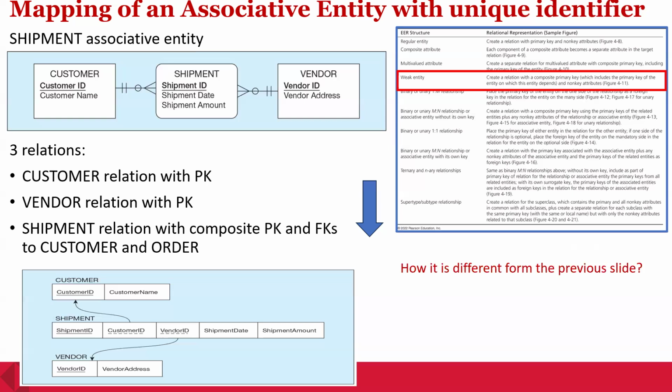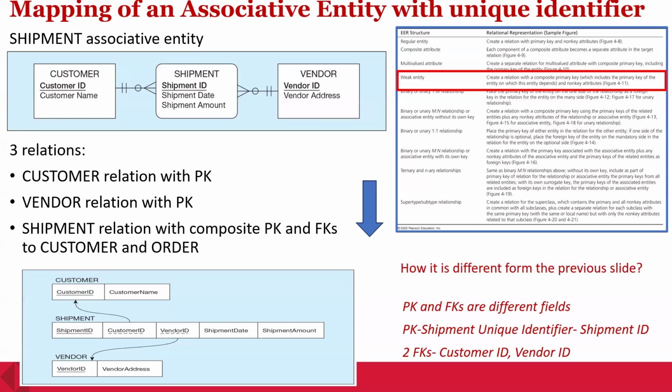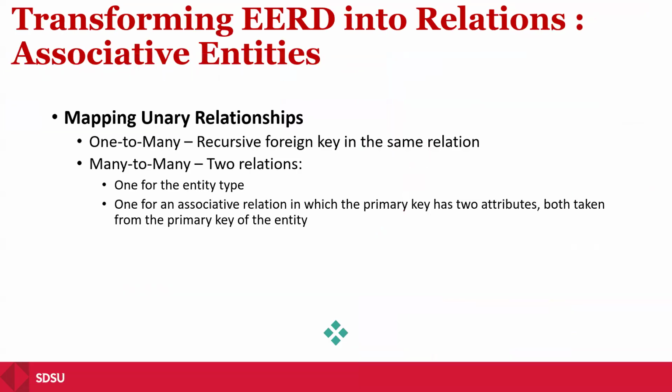All right. So how is it different from the previous slide? Primary keys and foreign keys are different fields. So the primary key is the shipment identifier, and we also have two foreign keys that we add. Again, in this case, those foreign keys are not going to be part of the primary key because we already have a primary key for the shipment entity.